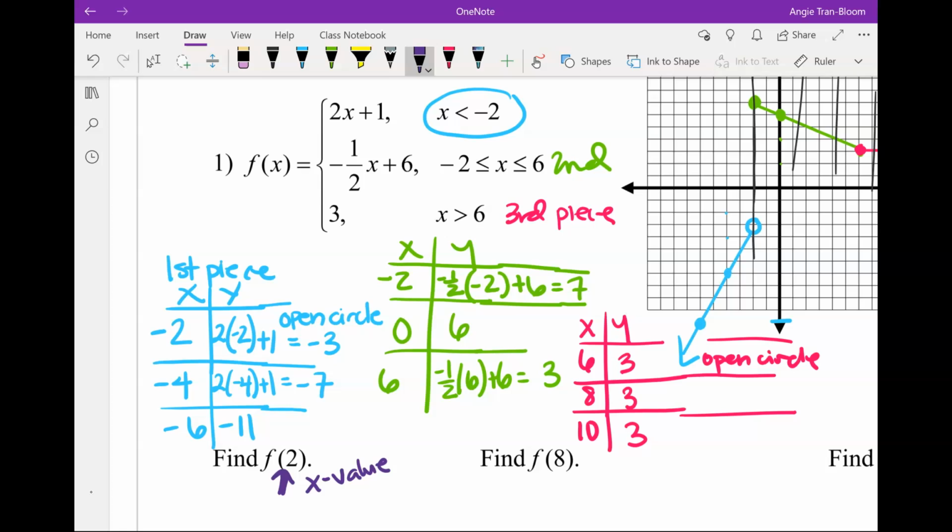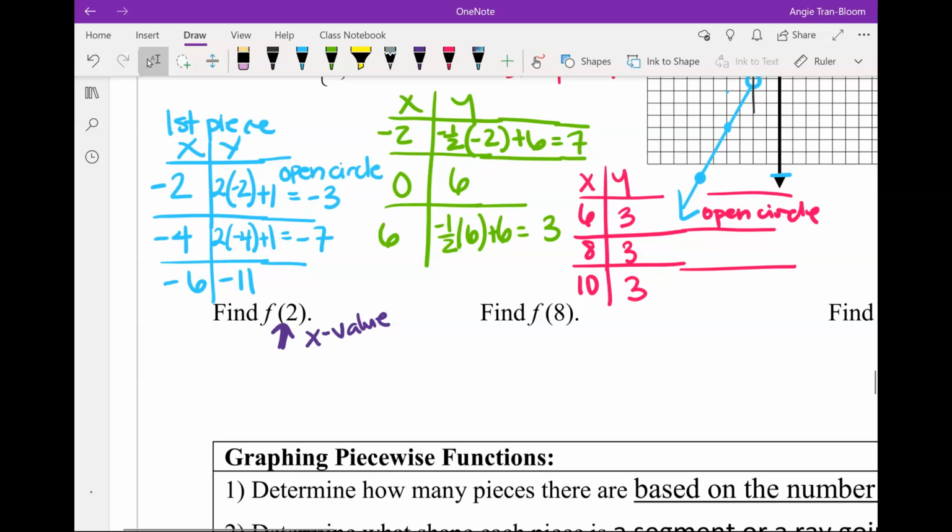Now, we can also use your equation. Out of the three pieces, which one of those pieces contains an x value of 2? Piece number 1, piece number 2, piece number 3. Piece number 1, what must x be? Less than what? So is 2 in that domain? No, it's less than. Piece number 2, what is the x value? From where to where? Negative 2 to 6. Is 2 in that domain? Yes. So algebraically, this is what you need to do.